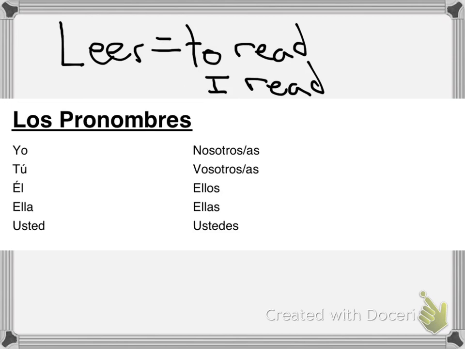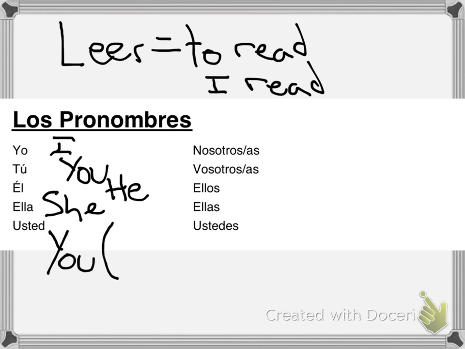Now, the first thing that we need to remember when conjugating verbs is that we're going to have to use subject pronouns, or pronombres, when we conjugate a verb to make sure that we match up the verb with the correct subject. So just as a reminder, here are your pronombres in Spanish. We have yo, which means I, tú, which means you, él, which means he, ella, which is she, and usted, which is you, formal.